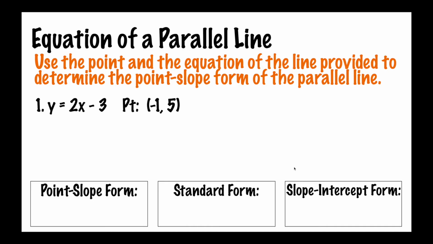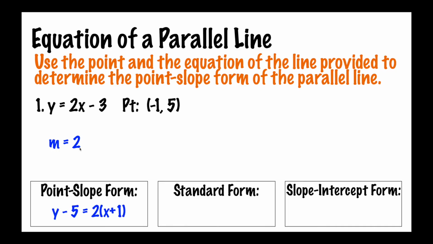Now when we talk about finding the equation of a parallel line, we're going to use the point that's given and the equation of the line provided to determine the point-slope form of the parallel line. We need to be able to write equations of lines in many different forms. So for example 1, we see that the slope is going to be 2. We can also see that the point is given at negative 1 comma 5. Coming up with point-slope form, as we did in the previous problems, is just going to be y minus our y value, so y minus 5 is equal to m, which is 2 times the quantity x plus 1.